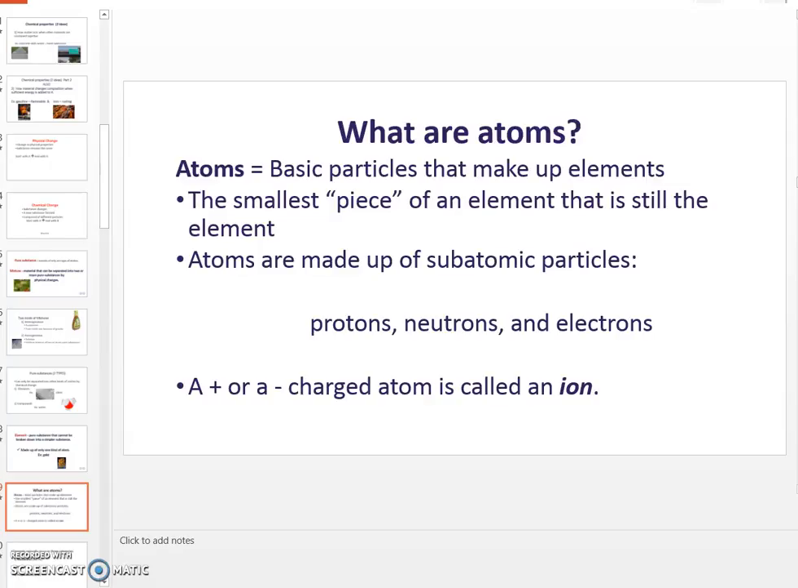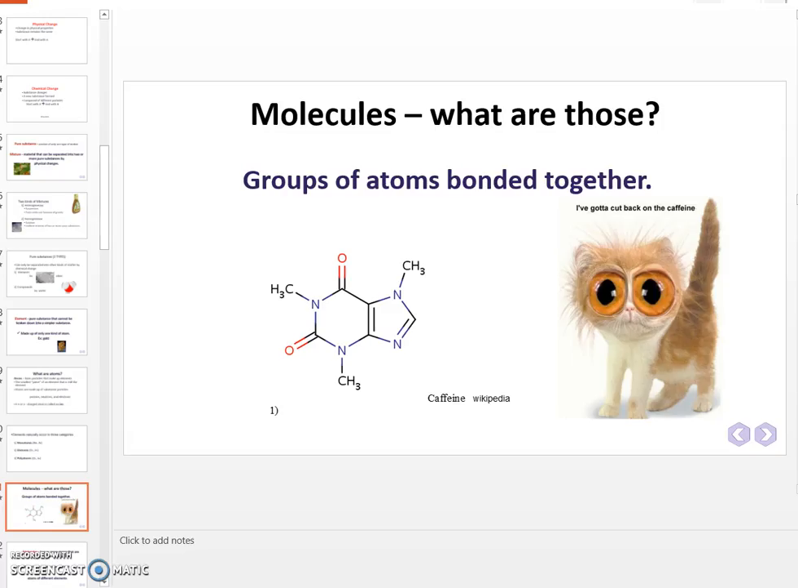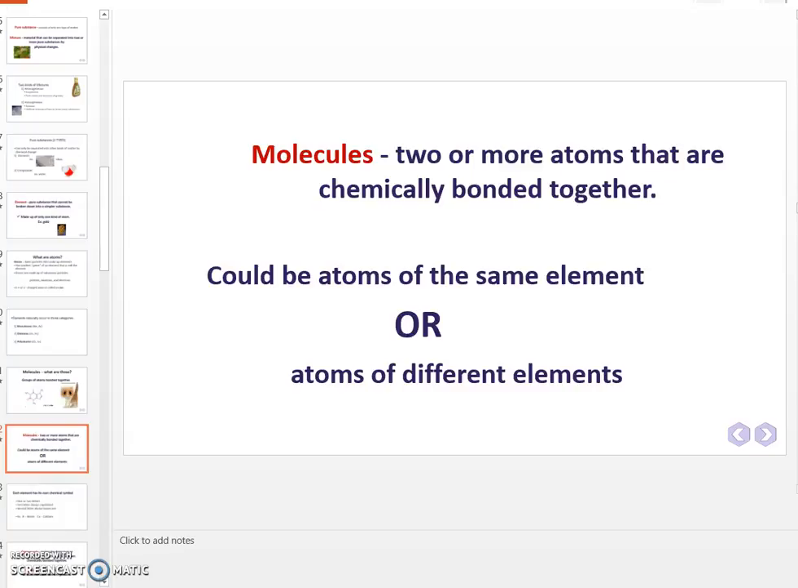Atoms, again, are the smallest piece of an element that's still the element, and they're made up of protons, neutrons, and electrons. An ion is an atom that has a plus or minus charge. Now, elements occur naturally in three categories. They could be by themselves, monatomic. They could hook up with each other, like diatomic, or they could combine with more than two, which is polyatomic. And molecules are atoms bonded together. Now, the molecules themselves could be atoms of the same element or atoms of different elements.